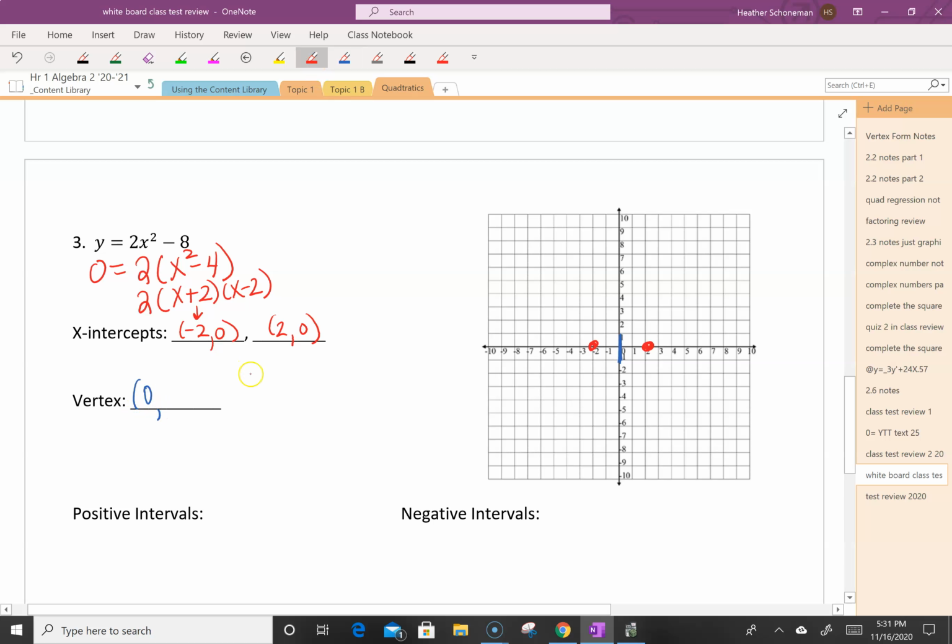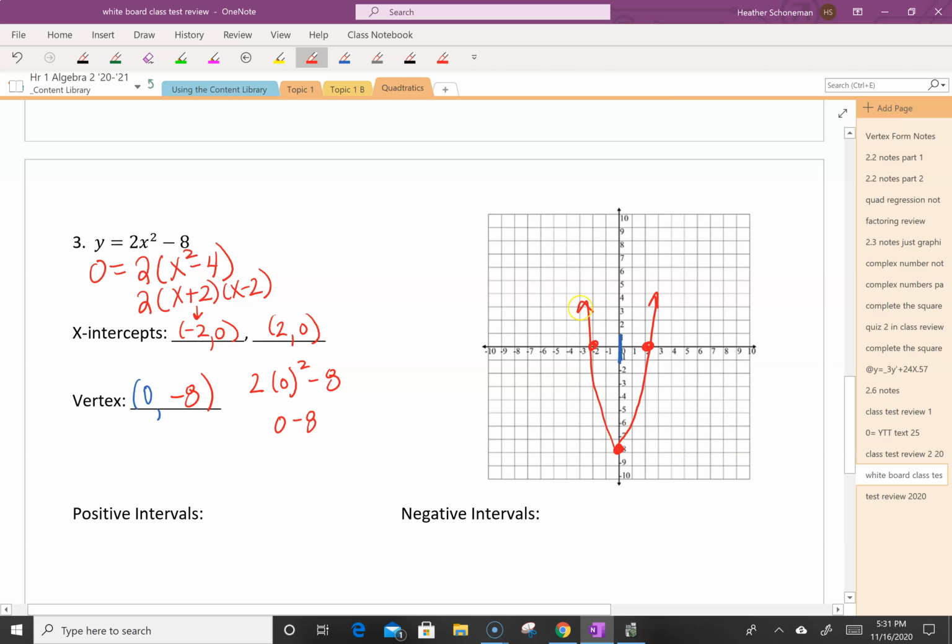So now we're going to take 0 and plug it in. So I have 2 times 0 squared minus 8. Well, that's 0 minus 8, which would be -8. And I can plot my vertex. And here is my parabola.